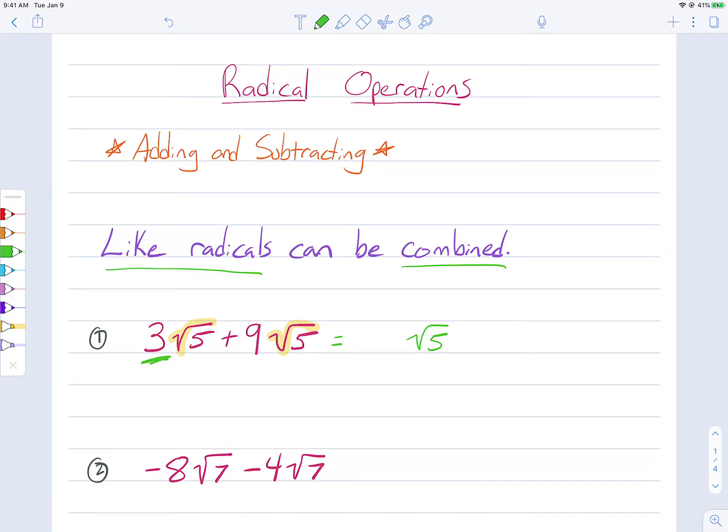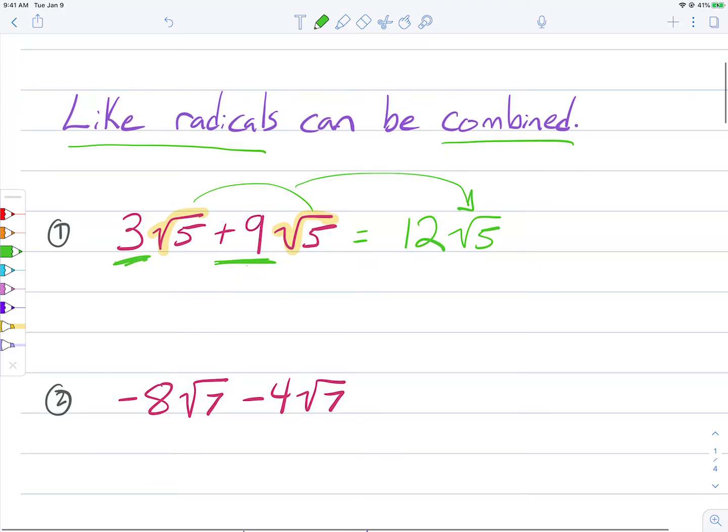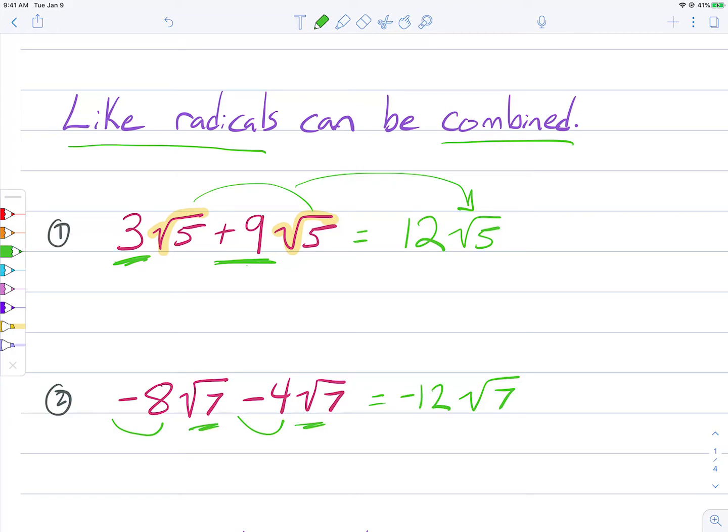And if I have 3 of the root 5s and I add 9 of the root 5s, I have a total of 12 of the root 5s. So your root stays the same, and you add the coefficients of your roots. Same thing if you're going to subtract. These are both root 7s, so those are like roots, so I can have root 7. And I have negative 8 of them minus 4 of them makes a negative 12 of them, so negative 12 root 7. It's a complete coincidence that they're both 12s, by the way.